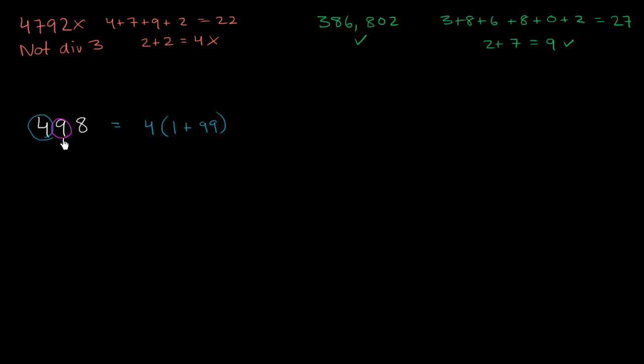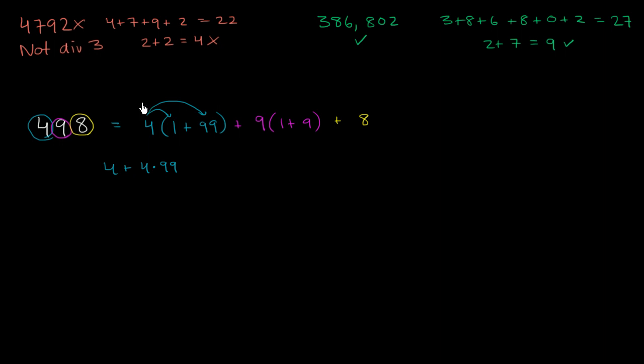This 9 in the tens place, well, that represents 90, or 9 times 10, or 9 times 1 plus 9. And then finally, this 8, that's in the ones place, that's just 8 times 1, or we could just write plus 8. Now, we can distribute this 4. This is 4 times 1 plus 4 times 99. So it's 4 plus 4 times 99.